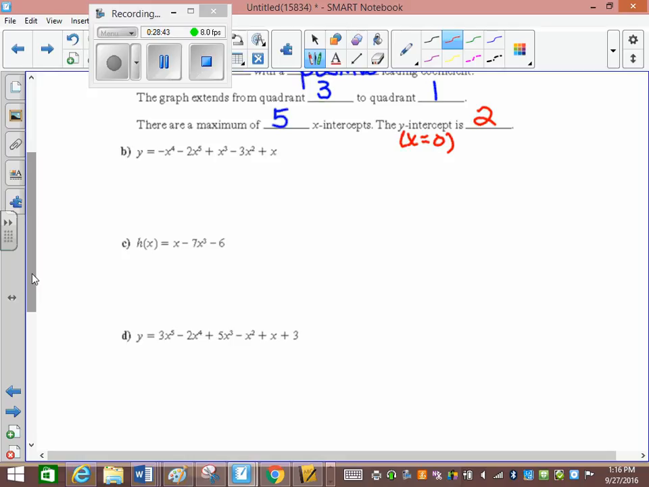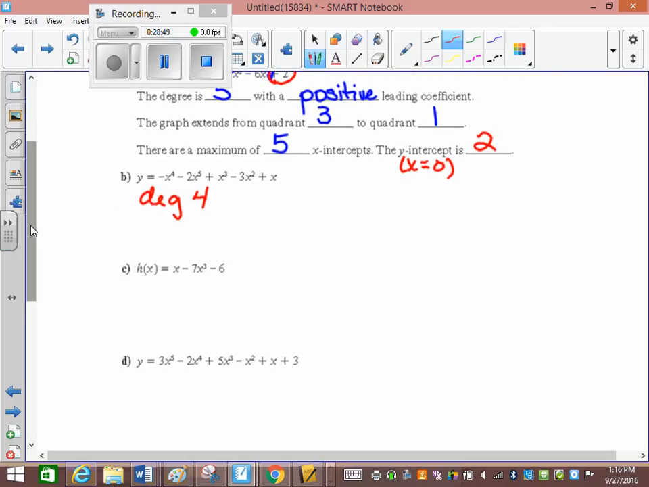So the degree of this is degree 4, with a negative leading coefficient. So that means it starts down on the right and it ends down on the left. Yep. Oh, I didn't see that. This is a 5. It's really hard to see the numbers on this wonderful board. This is what the notes look like.